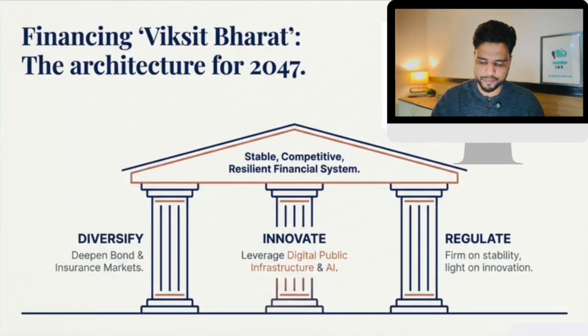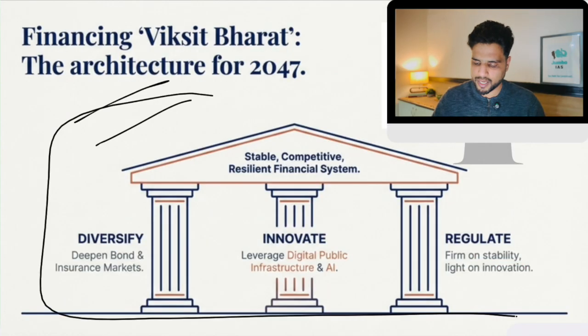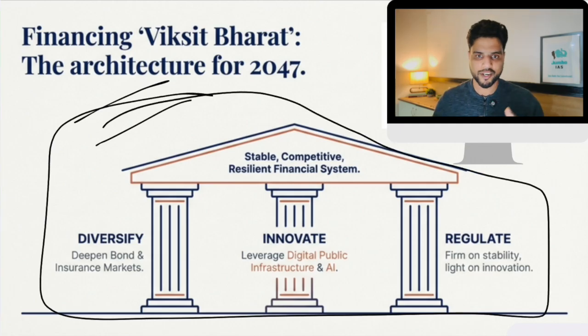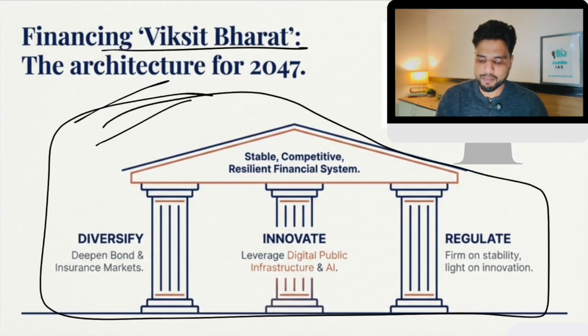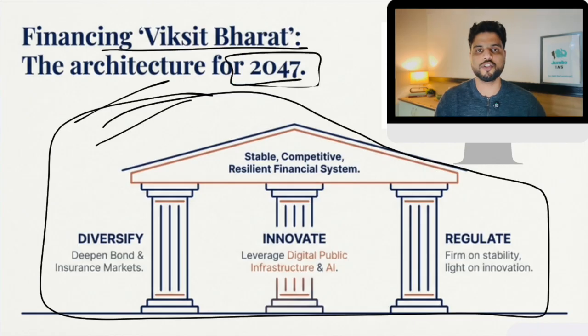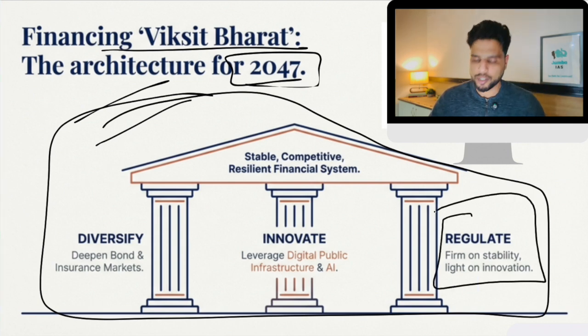And this graphic is very important. Remember, this will be given in your notes. Financing Vikasit Bharat, the architecture for 2047. The government's vision for the financial sector stands on 3 pillars. First, good regulation. Firm on stability, so we will regulate enough. Rules are going to be there so that there is no misuse of the system, but not so much that it stifles or stops innovation. So regulation is going to be refined.